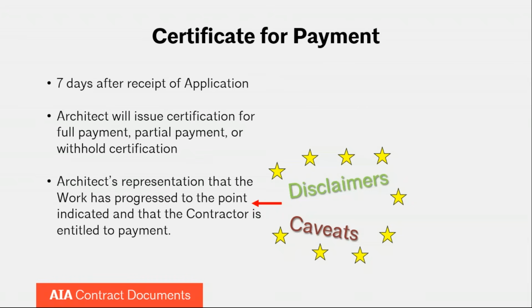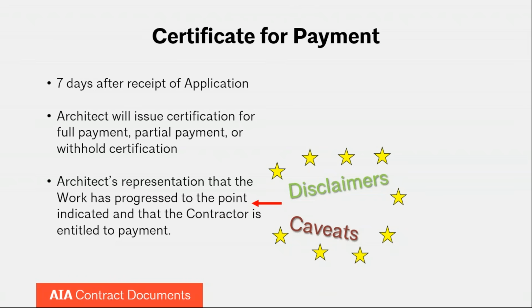The next step in the process is within 7 days after the architect receives the application for payment, the architect has to take action on that application for payment. Typically, the architect is going to certify full payment, but it's possible that the architect, based on their site observations, could certify partial payment or withhold certification. And the architect's certification is a representation that the work has progressed to the point indicated and that the contractor is entitled to payment. So there are some caveats to that statement.